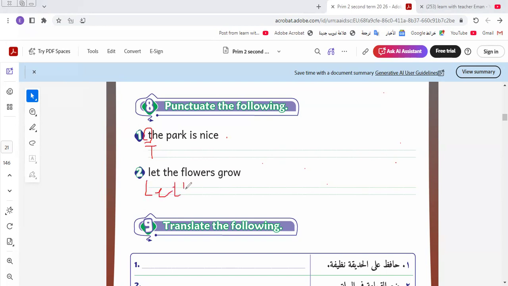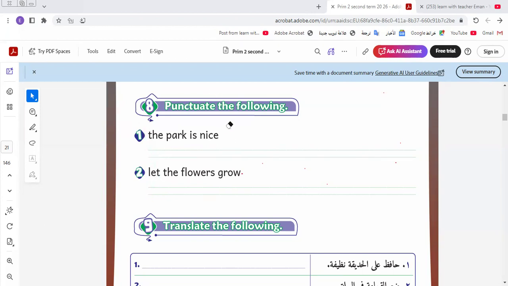It will be here: let, not let's. Let the flower. I replace the capital letter L with the lowercase L, or the small letter L. I underline it, and I replace the small letter with a capital letter like this. I put a full stop at the end of the sentence. Okay.